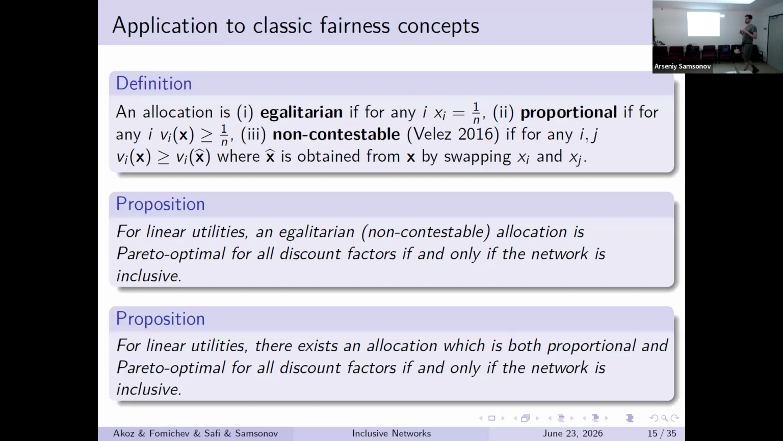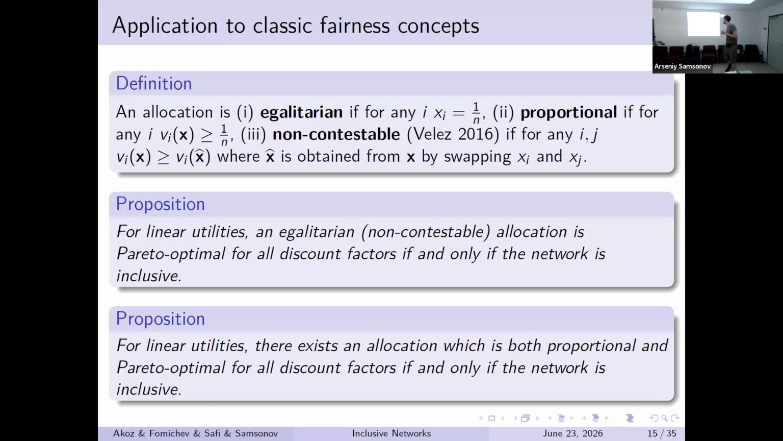And so the lesson would be that you should either design some mechanism to learn people's altruism, or maybe gather some data to learn it. Otherwise, you will fail on the fairness or efficiency side. Okay. So what does the proposition say? Egalitarian or non-contestable?